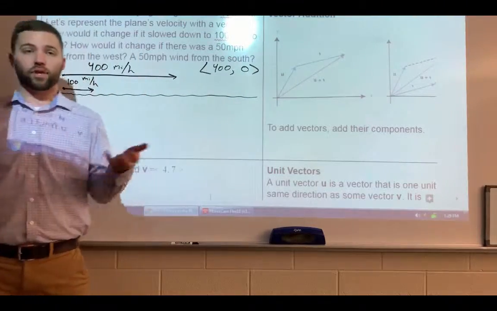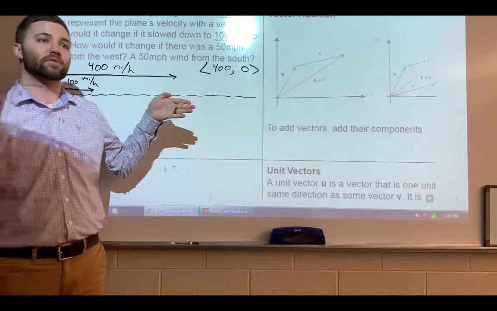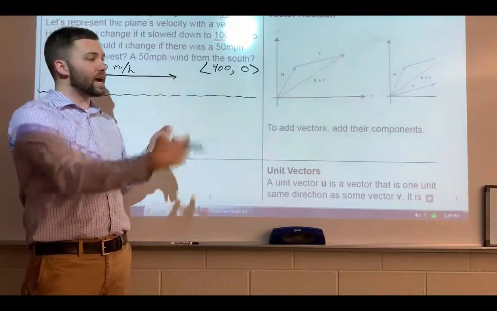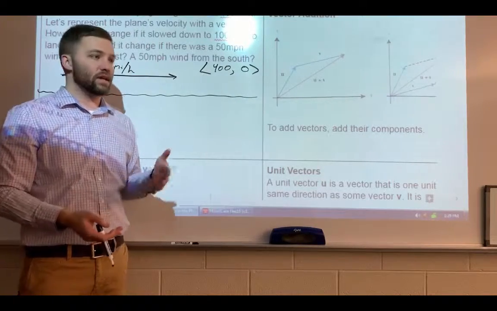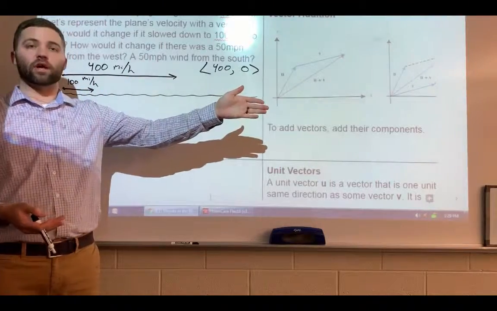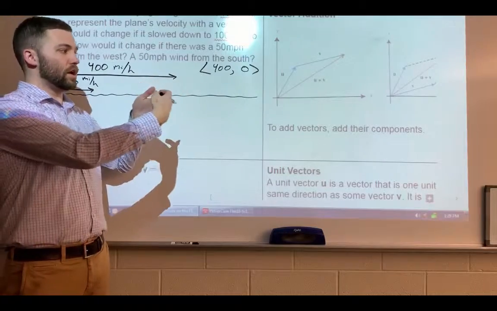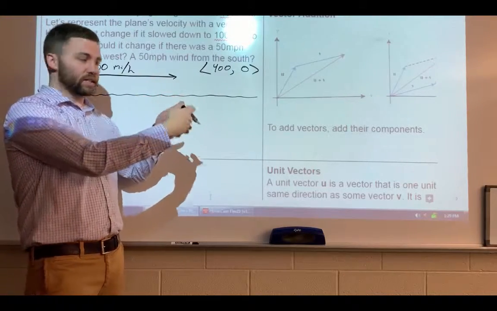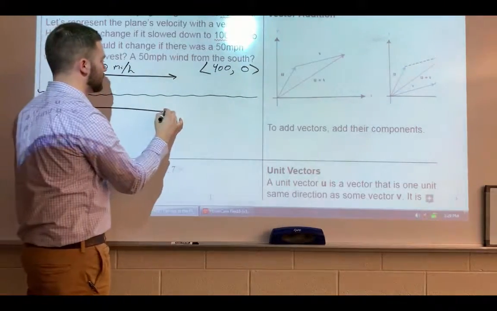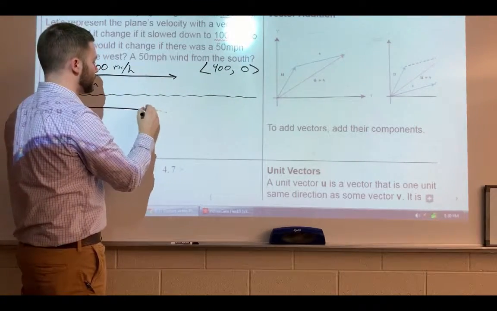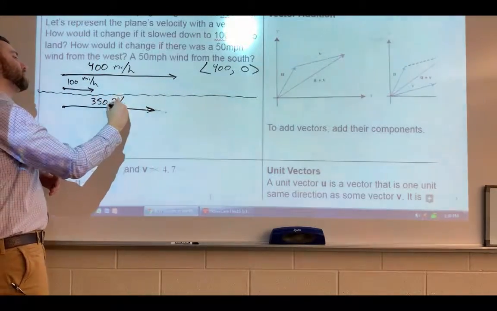Hopefully you thought in your head 350 miles per hour, right? It's going 400 miles per hour without any wind, but now there's a 50 mile per hour wind acting on it. It is not speeding up or giving the engines more power to compensate. Without wind it would be going 400. Now there's 50 miles an hour of wind, so those two forces would counteract to give you a vector that is actually 350 miles per hour. So it's going to be a little bit shorter, 350 miles per hour.